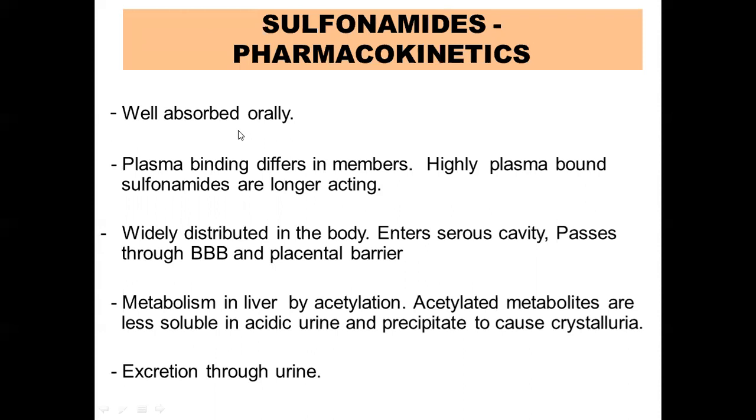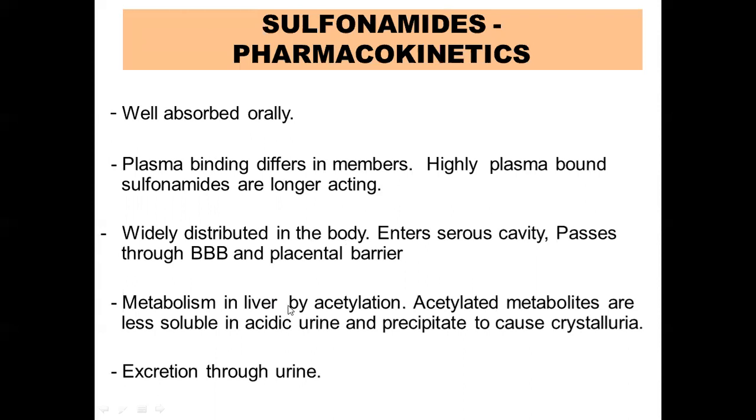The ones that we saw acting for a while, the intermediate acting ones and the longer acting ones, have a higher plasma protein binding capacity. They are widely distributed in the body and they can enter all kinds of serous cavity. They can pass through the blood-brain barrier. They can cross the placental barrier.